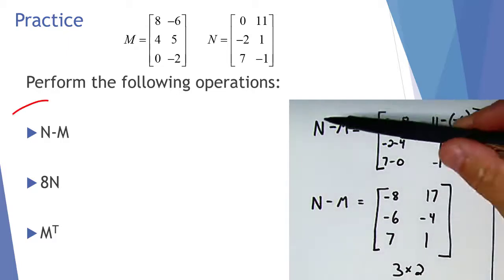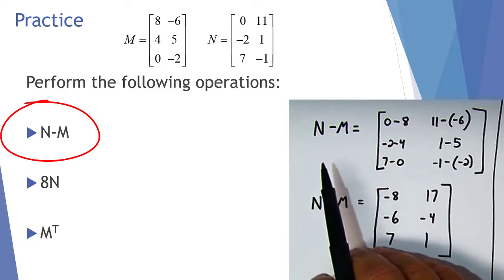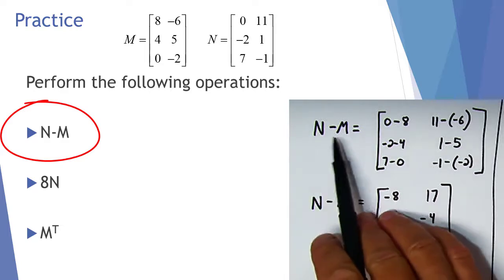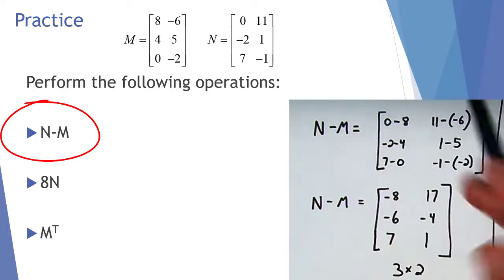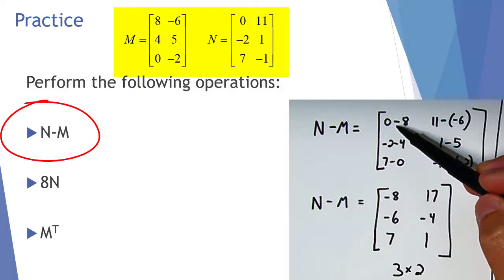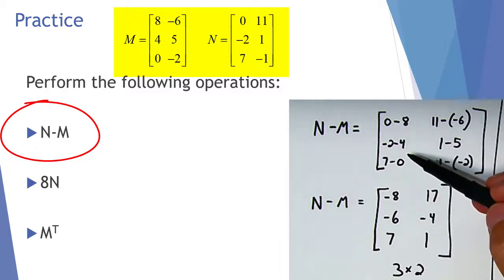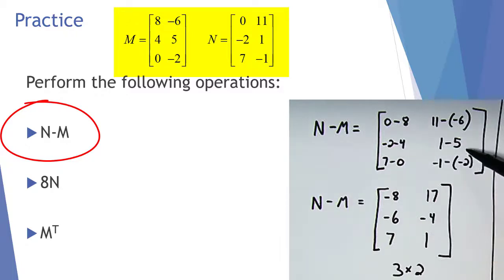For our first one, N minus M, be careful of the order here. It would be tempting to take M minus N based on the order I gave you, but N minus M are going to be the values of N minus the values of M. So that's 0 minus 8 in the top left, 11 minus negative 6 in the top right. Be careful of your signs there, and so on. Negative 2 minus 4, 1 minus 5, 7 minus 0, and negative 1 minus a negative 2.